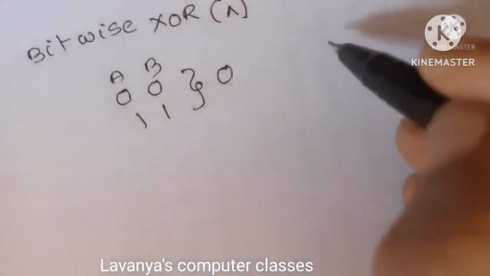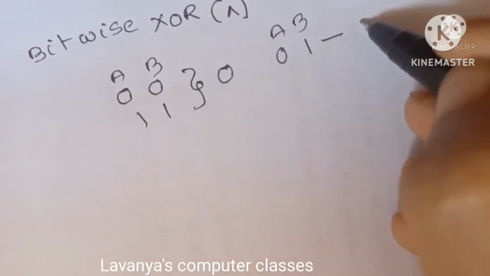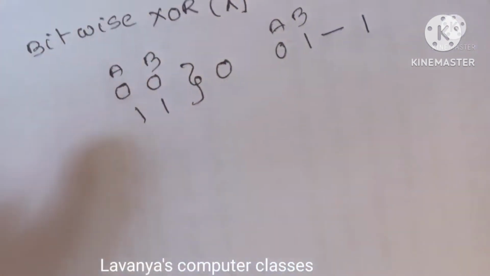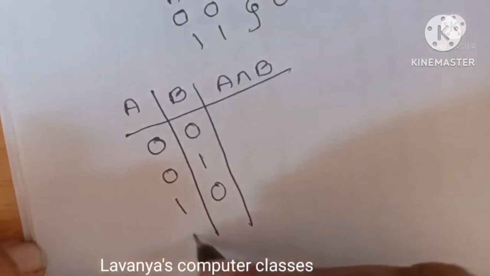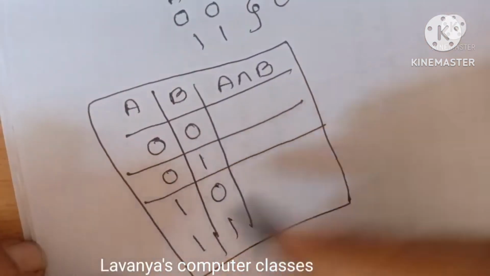Whenever both the values are different, either 0 and 1, then only the result is 1. But whenever both the bits are the same, either both are 0 or both are 1, then only the result is 0. So now I will give the truth table for exclusive OR. A, B, A exclusive OR B. Again the same values: 0 0, 0 1, 1 0, 1 1. What are the values of exclusive OR? A is 0, B is 0, both are the same.